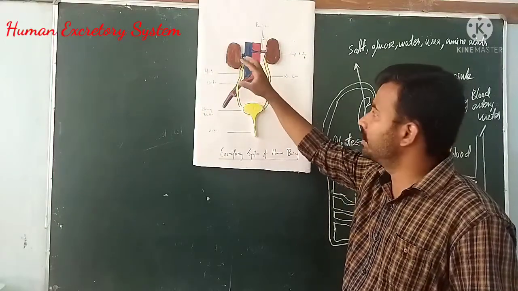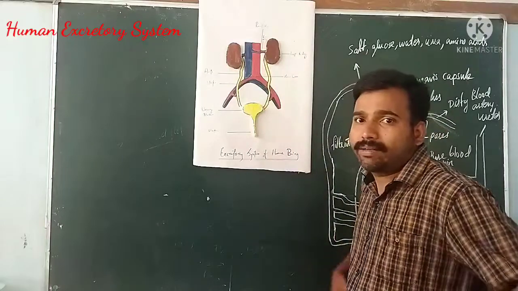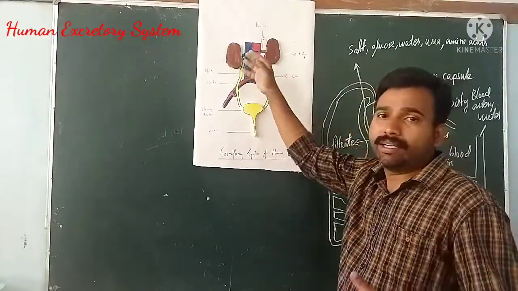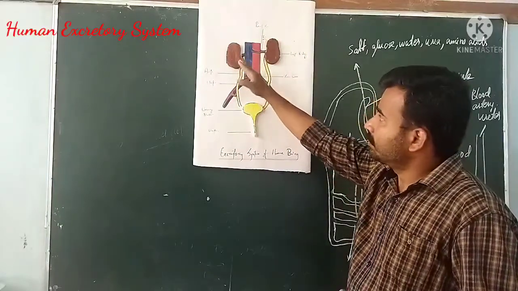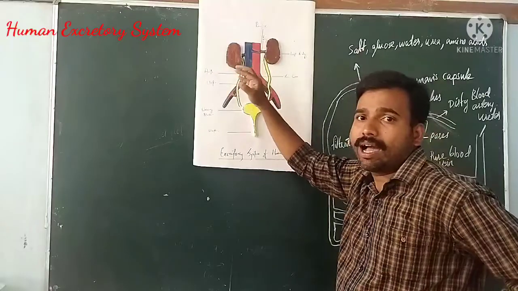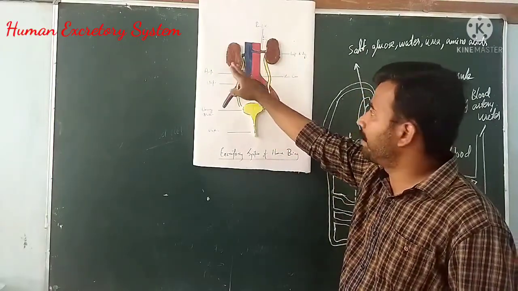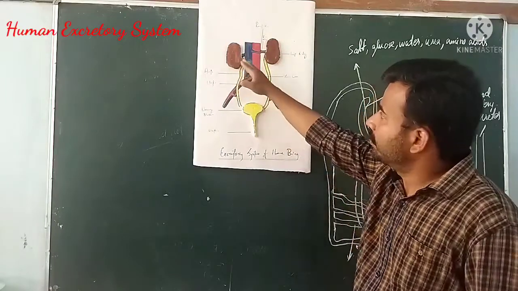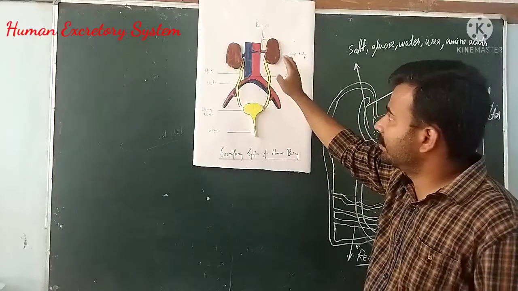These are two bean shaped structures, a pair of kidneys, which are placed right behind the abdomen, between the large intestine and small intestine. Right behind the human digestive system, just on either side of the backbone, there exists a pair of kidneys. Here you can see one on the left side and one on the right side.